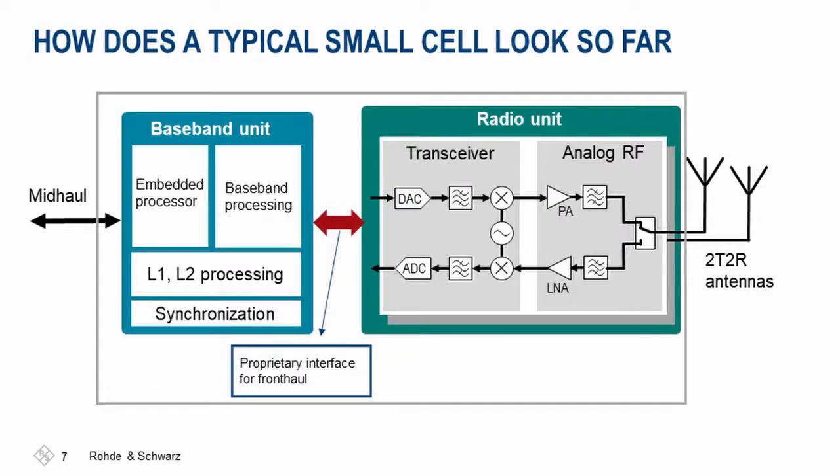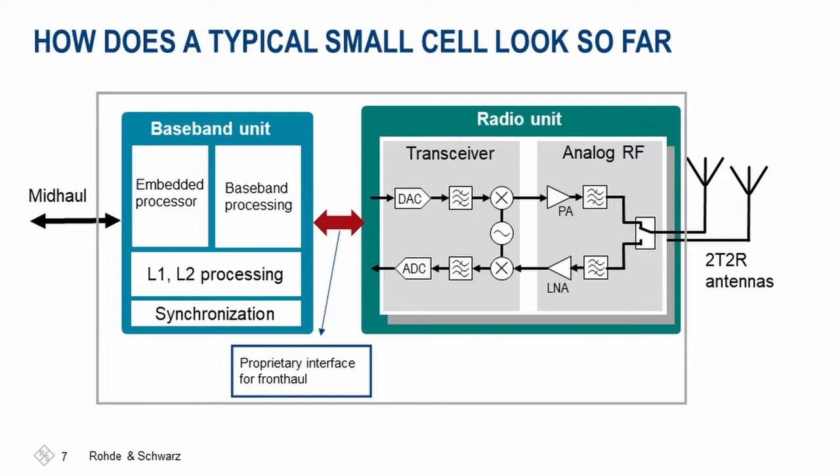With that thought, let's move on to the next slide, where I want to remind you of how a small cell looks like so far. So here we have the base station unit and the radio unit with the transceiver and analog RF. In the baseband unit, you have the L1, L2 processing, synchronization, the baseband processing, which basically provides a baseband signal to the radio unit and then further to the external antennas. This is a 2T, 2R scenario.